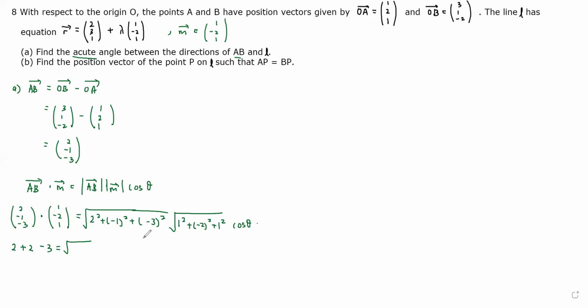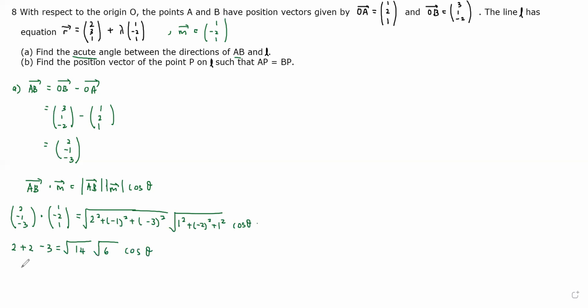And this will give us the square root of 9, 1, and 4. So that is 9 plus 1 is 10, plus 4 is 14, so we have the square root of 14. And for vector M, 1, 4, and 1 gives 6. We have cosine theta. So we have all that.